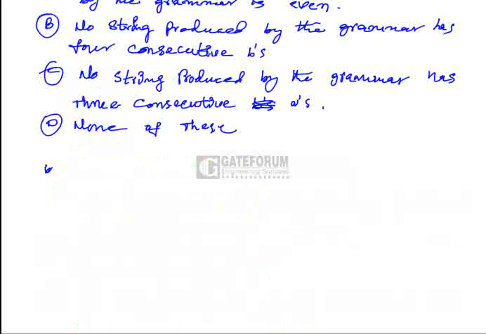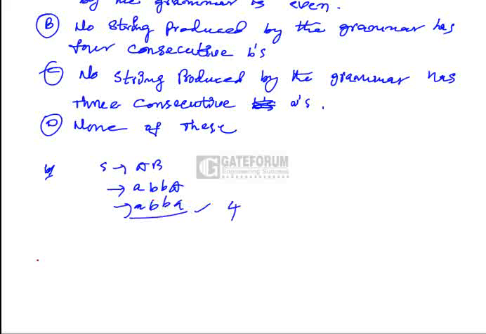Because if you take any string like S to AB, A to small a, B to something like BBA, then again you have to terminate A with small a, so you will get length 4. So like this, any string you take, you will get even length only.